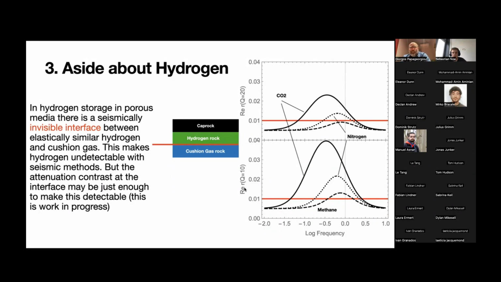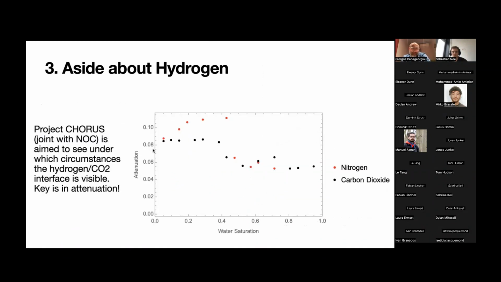So then we wrote a small proposal to discuss and find out whether there's application there to use dispersion to see where the hydrogen is, because it would be invisible otherwise, and it would be very expensive to use hydrogen as the cushion gas. You would lose quite a lot of it if you were to inject it the first time. So this is an ongoing project. This is with the National Oceanography Centre in Southampton. The project is called CHORUS. And these are the preliminary results.